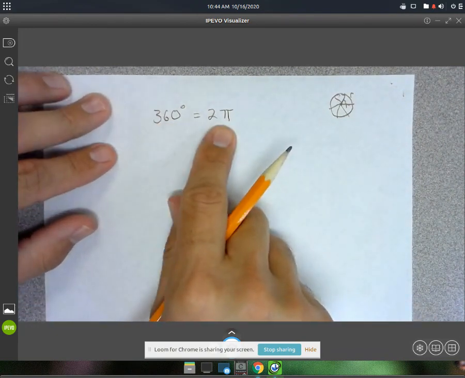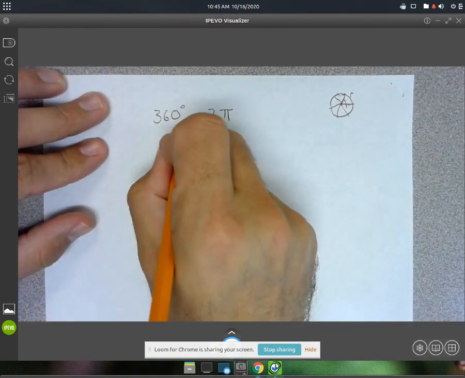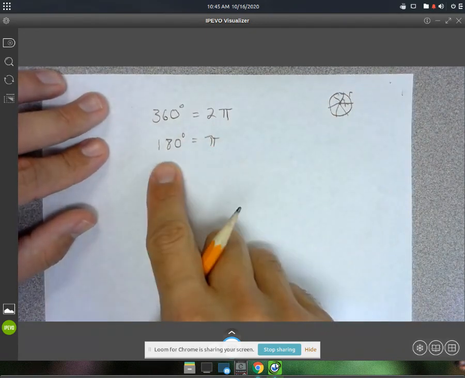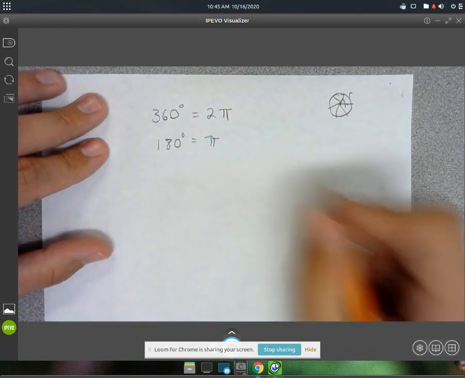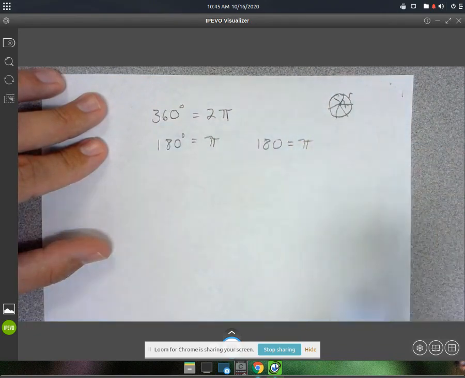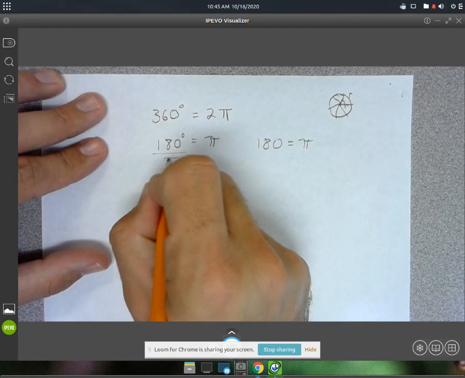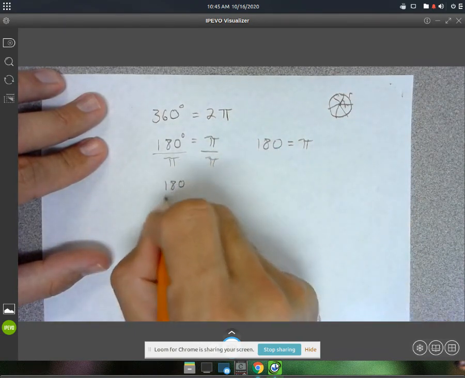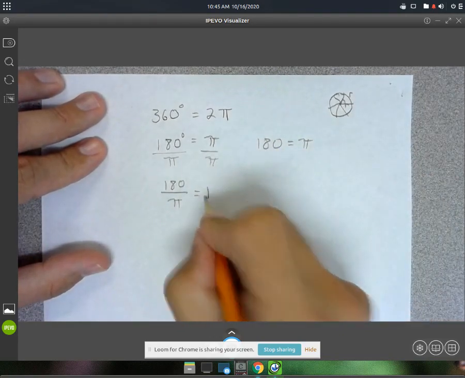So what we're going to do is, first off, divide both sides by 2. So we get 180 degrees is equal to pi. And then we're going to divide either side by 180 or pi. So let me write 2 of these here. 180 is equal to pi. For this one, I'll divide both sides by pi. And so I'll get 180 over pi is equal to 1.